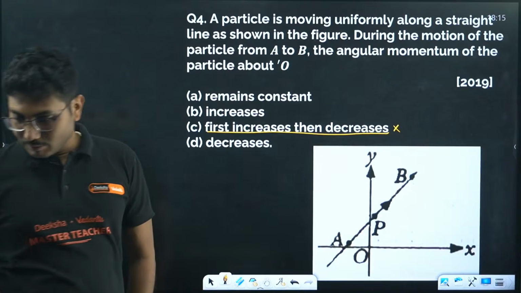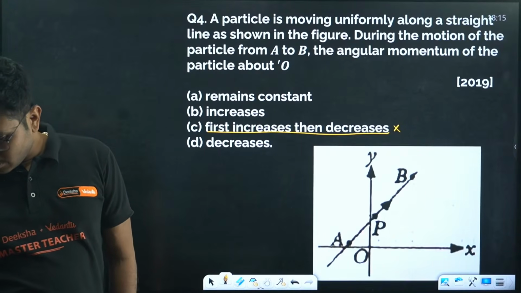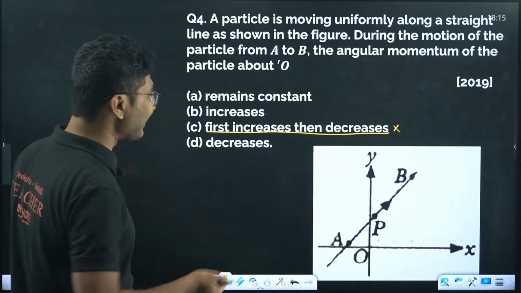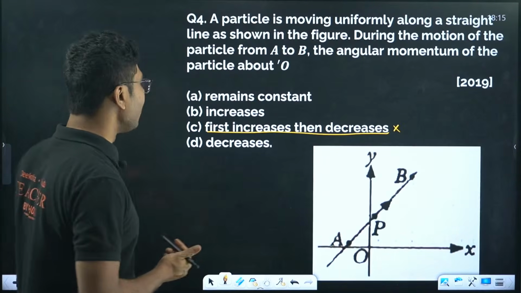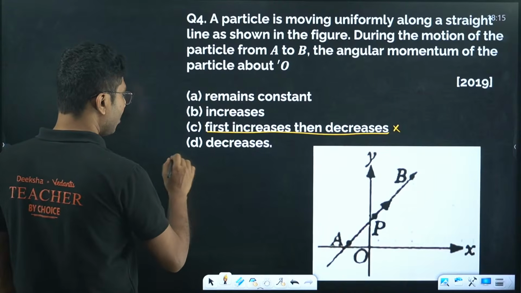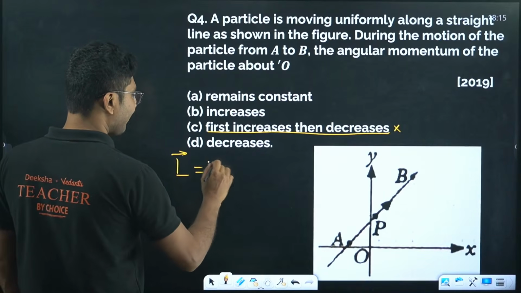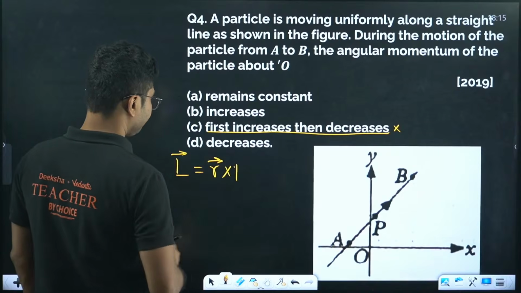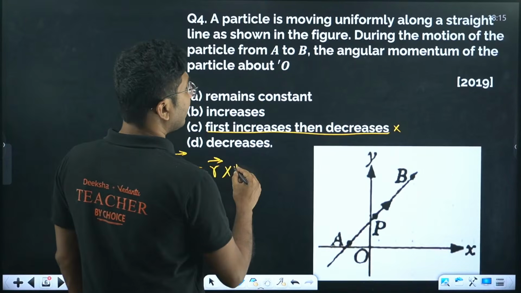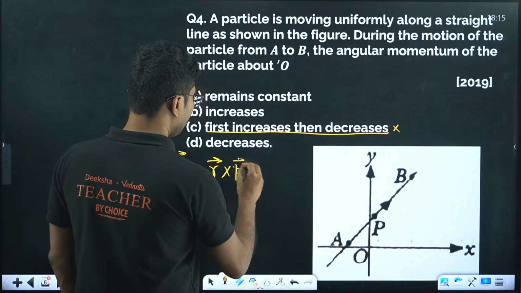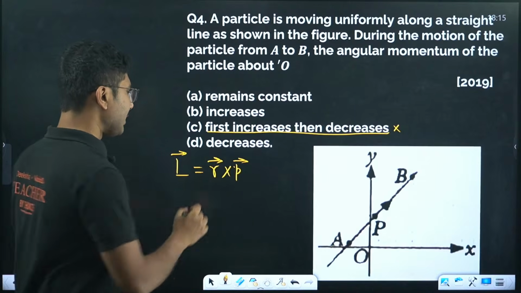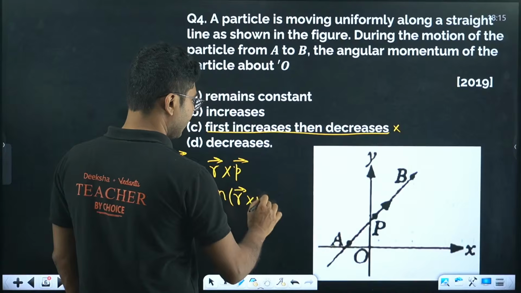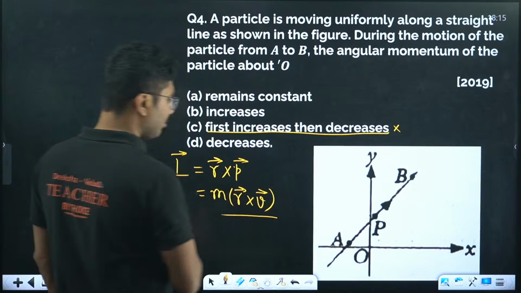So let's see, some of you have answered. Initially the option was wrong, now most of you have corrected it. Now let us understand what is angular momentum. Angular momentum is given by r vector into linear momentum. Linear momentum is mass into velocity, so you can say that it is mass into r cross v. This is the angular momentum.